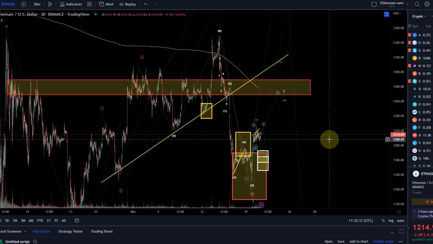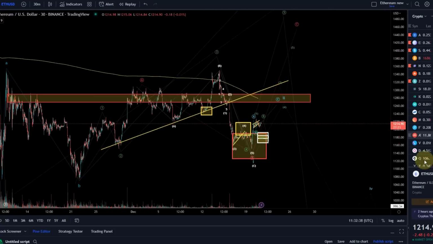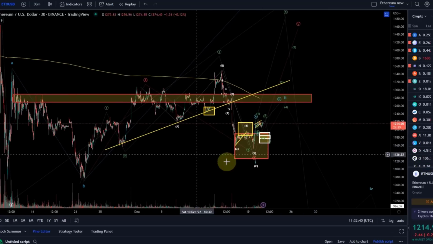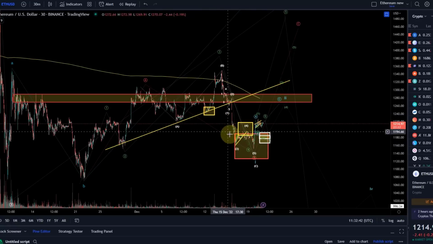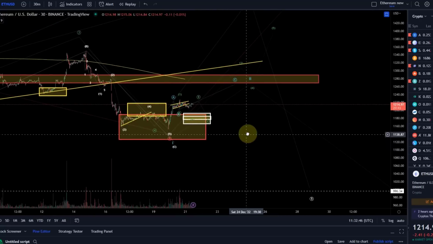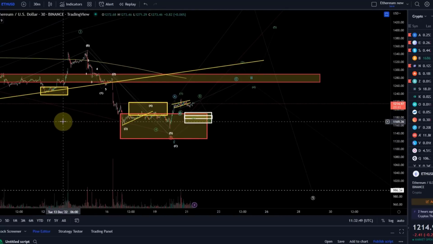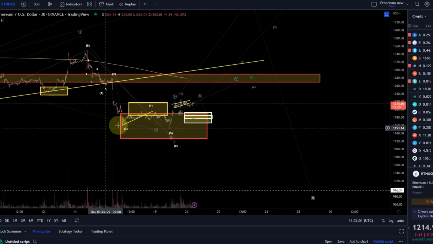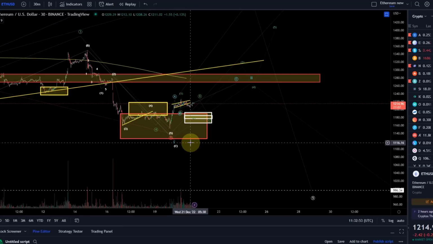Don't get me wrong. It's very hard to do these wave counts at the moment. That has to do with the fact that we are really in a massive structure here, a messy structure. It's not an impulse here. This is a corrective structure or some kind of diagonal pattern, so it's not easy to read it, okay?